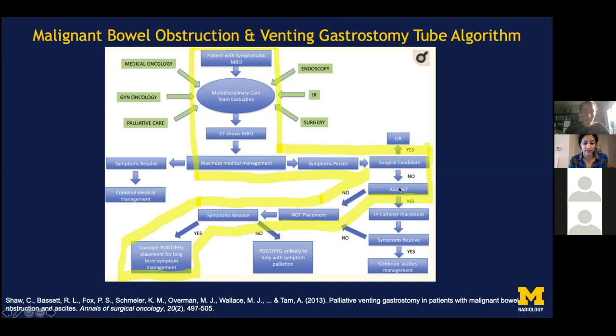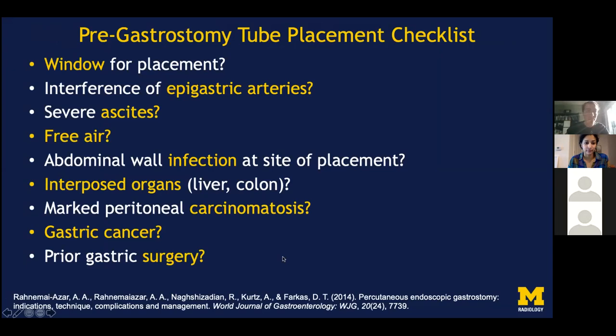She did have some ascites, but it wasn't significant enough for her to have an intraperitoneal catheter placed. But when she had an NG tube placed, her symptoms did improve. So then she was considered a candidate for a more long-term venting gastrostomy tube. And just one note is that if the patient has an NG tube placed and there's no benefit and her symptoms don't improve, she would not be a candidate for a venting gastrostomy tube because it's unlikely that it's going to help. This is just a little checklist that I put together for pre-gastrostomy tube evaluation on a CT.